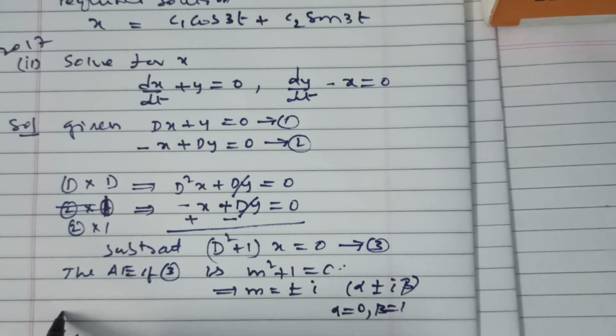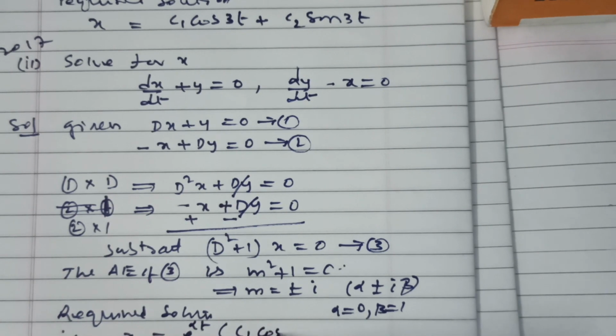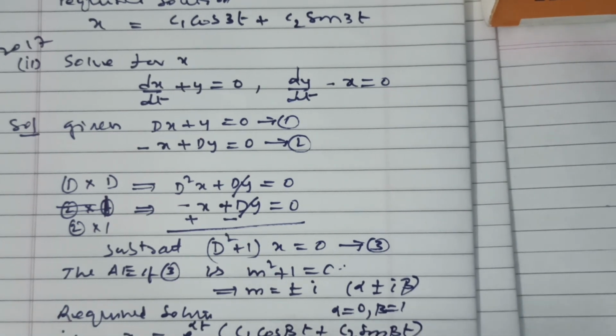Therefore, the required solution is x is equal to e power alpha t into c1 cos beta t plus c2 sin beta t, which is equal to, as alpha is 0, e power 0 is 1, so the remaining is c1 cos t plus c2 sin t, as beta is 1.